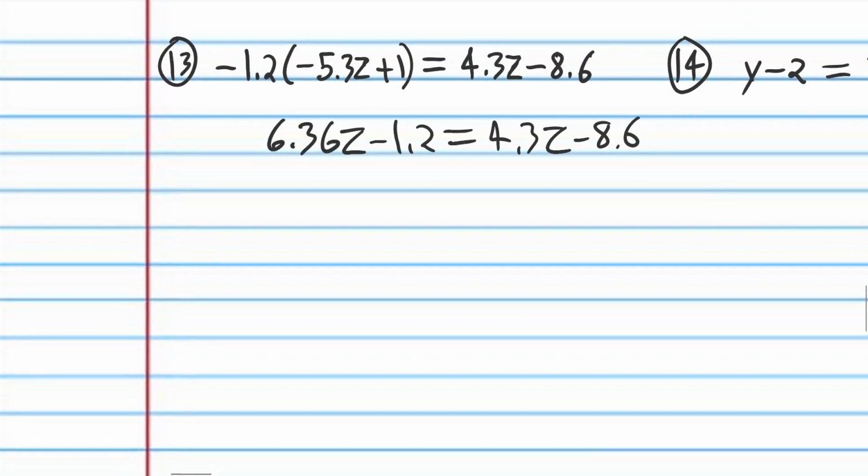And we're going to subtract 4.3 z from both sides. So 6.36 minus 4.3 is 2.06 z. And I'm going to do two steps. So I'm going to add 1.2 to both sides. And we get negative 7.4. And then without showing the operation, I'm going to go ahead and divide both sides by 2.06.